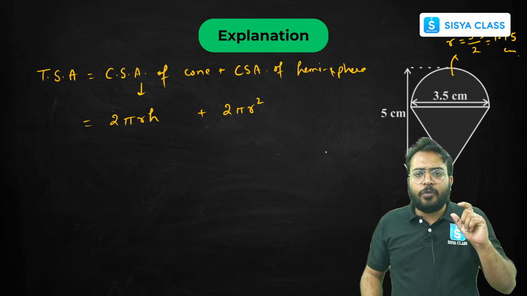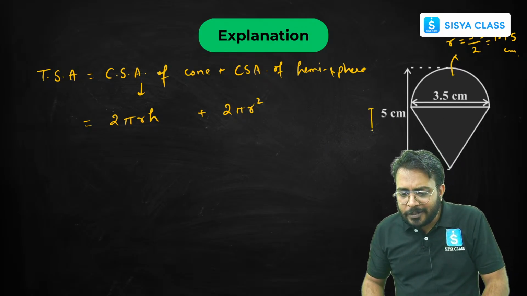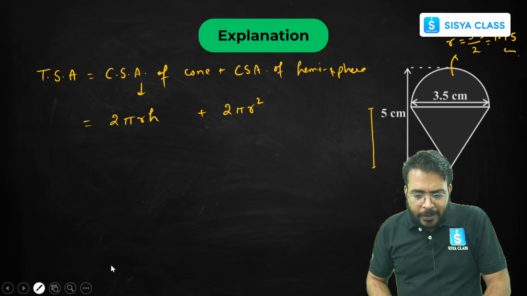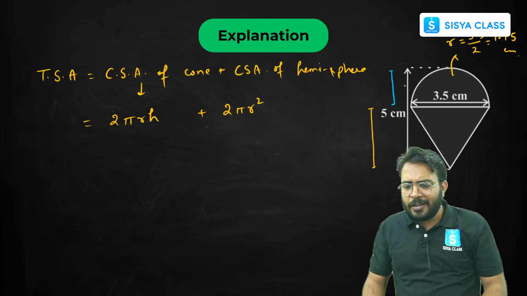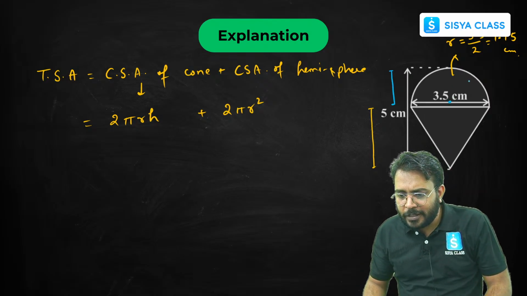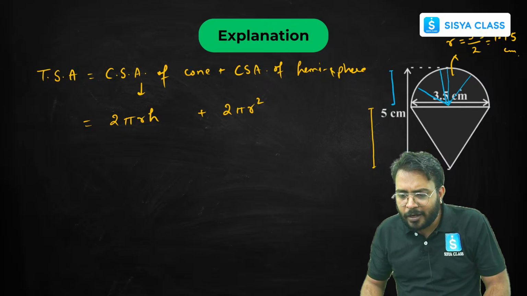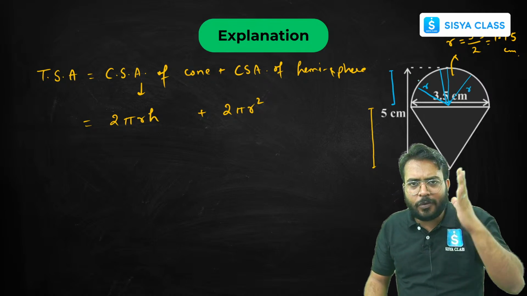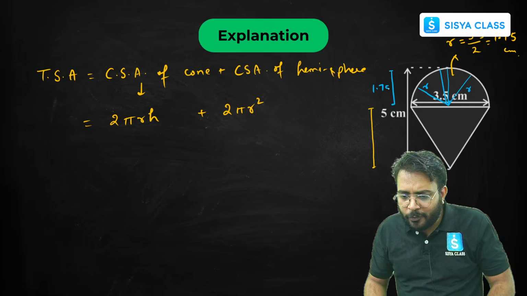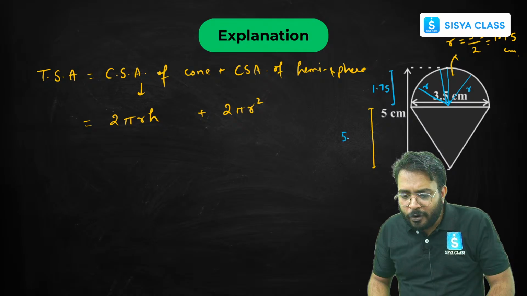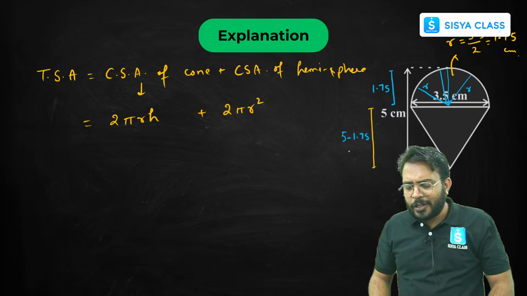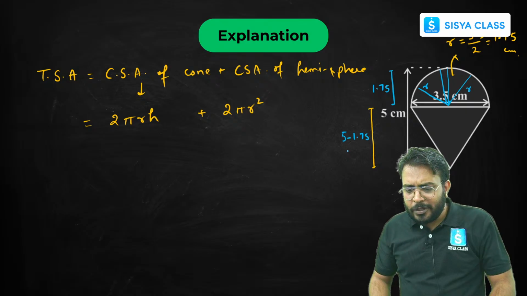Then what is going to be the height of your cone? The sphere's height is nothing but equal to the radius itself, yes or no? Suppose this is the center, so this radius and this radius, they all are going to be equal to r. So this is 1.75. Then the height of your cone is going to be 5 minus 1.75, which is going to be 3.25 centimeter.